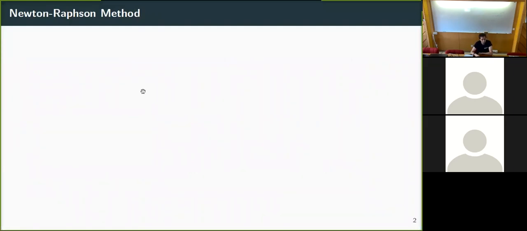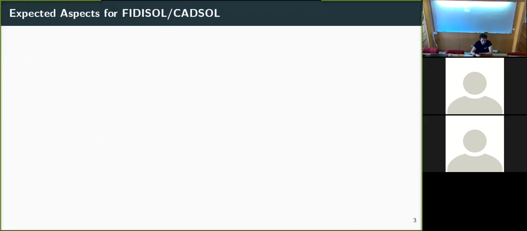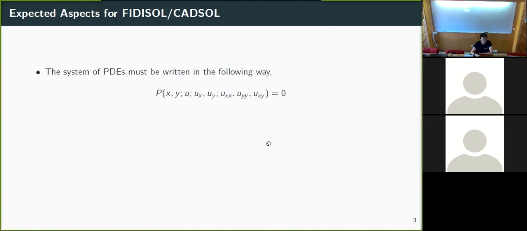So just to remind those who don't remember what the Newton-Raphson method is, it's a very simple method to find the roots of some function by using the derivative of that function. You can obtain the root by implementing this equation iteratively, as you can see in the animation. But this method can also find functions, and this is what FIDISOL or CADSOL does.